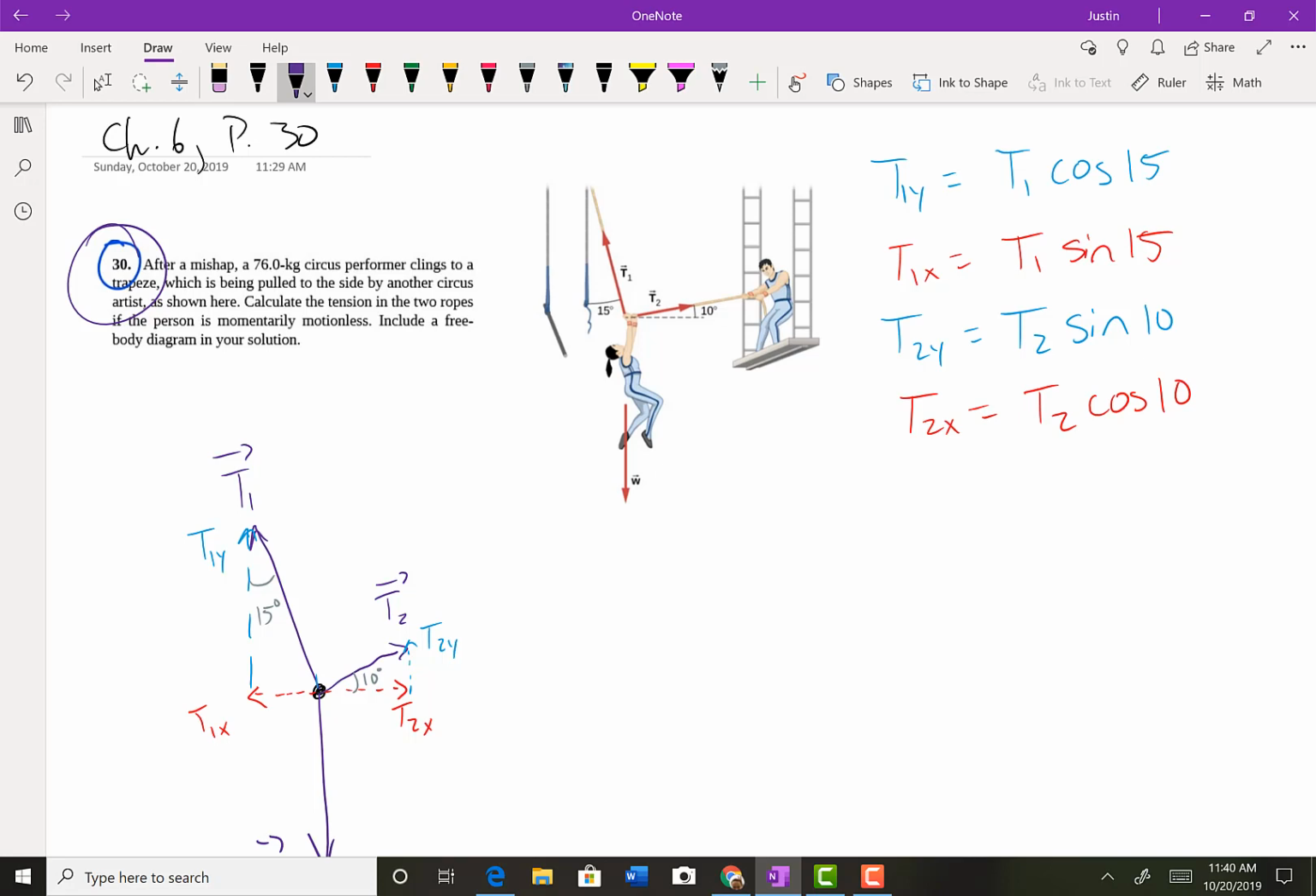I am going to do the trapeze, the circus performer one here, so that's number 30 in chapter 6. It was requested by a lot of period 2. It basically says, after a mishap, a 76 kilogram circus performer clings to a trapeze, which is being pulled to the side by another circus artist, who is shown here. Calculate the tension in the two ropes if the person is momentarily motionless. Include a free body diagram in your solution.